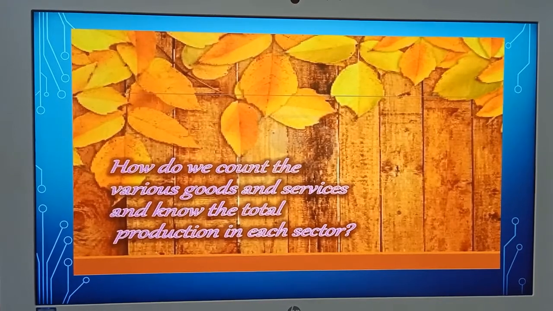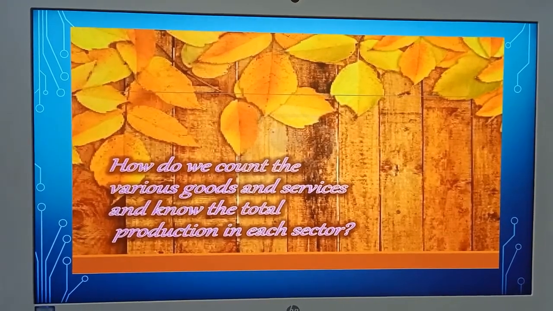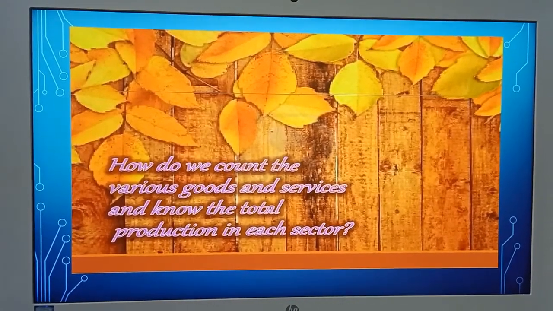Today we will discuss different topics like GDP and the historical change in sectors. How will we count goods and services? This is a very important concept to understand.